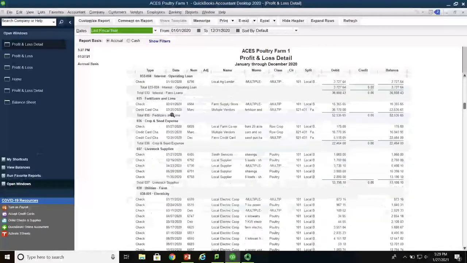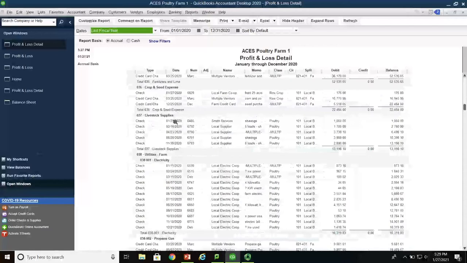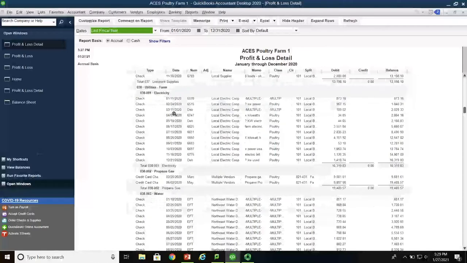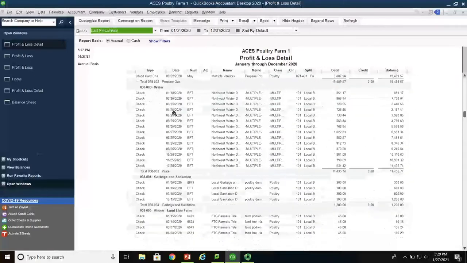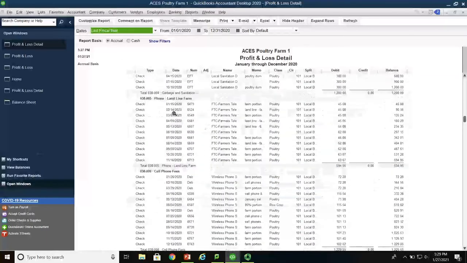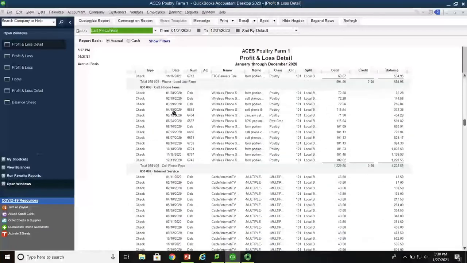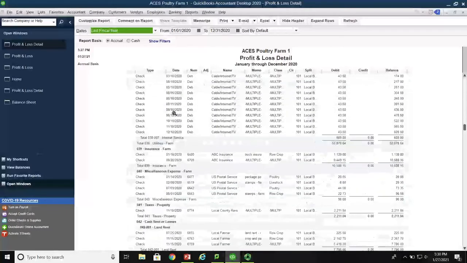Two entries for fertilizer and lime. Crop and seed purchases, we have three entries. We have five entries for livestock supplies. And then we have monthly entries for utilities: electricity, propane gas, water, garbage and sanitation, phone for the landline, and then cell phones. Here are internet service bills on a monthly basis.